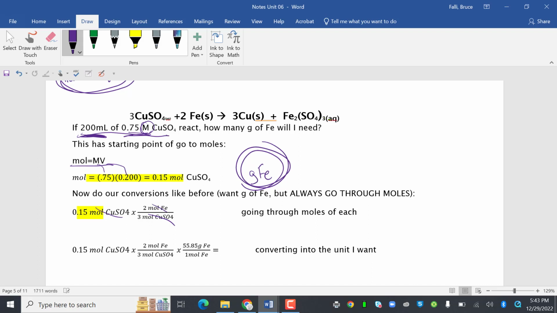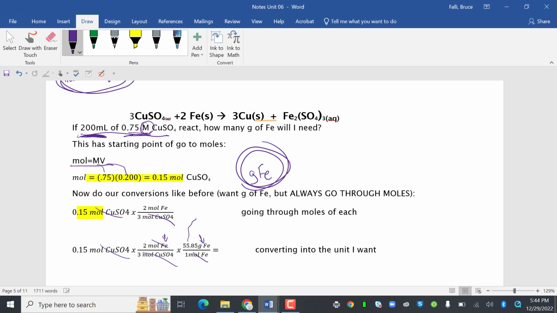I want to go into moles of Fe. Oops, and I crossed out. No, I don't want to go to moles of Fe. I want to go to grams of Fe, but first I go to moles. So boom, boom, now I'm in moles of Fe. But I want to get out of moles of Fe and go to grams of Fe.